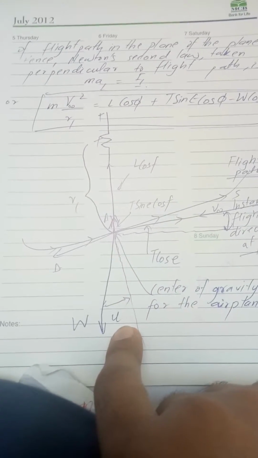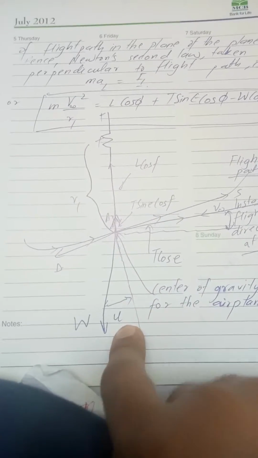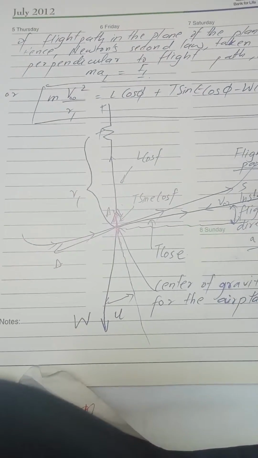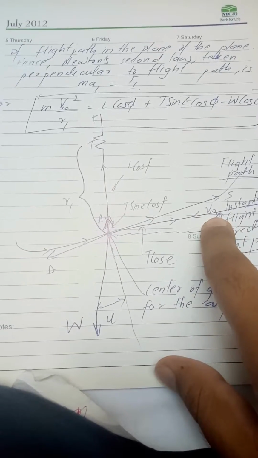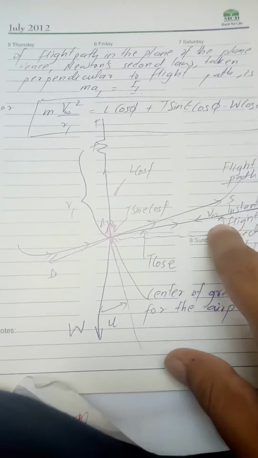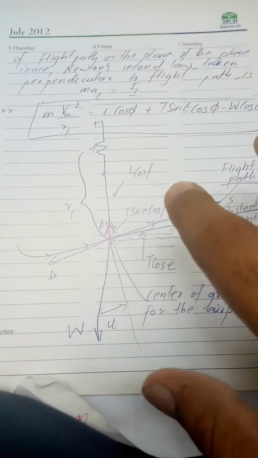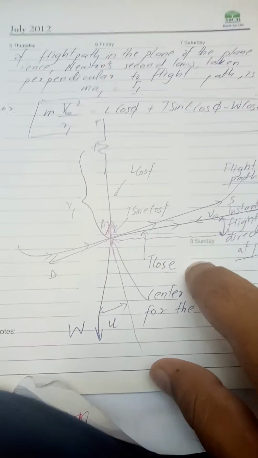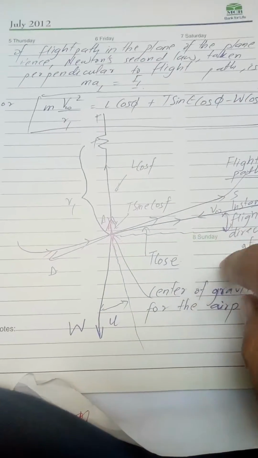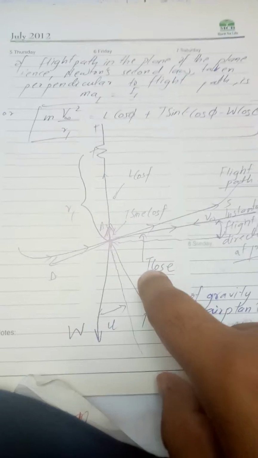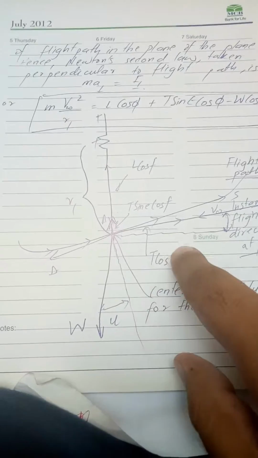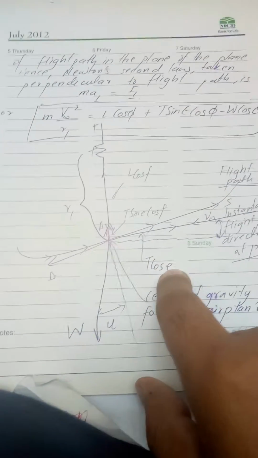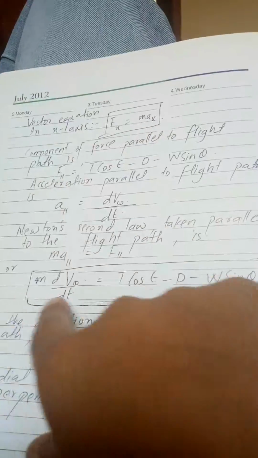Now, acceleration parallel to flight path would be what? Change in velocity with time is acceleration, so we take the derivative of velocity over time. That would be acceleration parallel to the flight path. Because we have taken the force and the acceleration, now we apply the second law of motion, F equals ma. Here m times dv over dt, the derivative of velocity with time, is equal to the component of force, T cos of E minus D minus W sine of theta. So here it is in front of you. This equation has been derived.